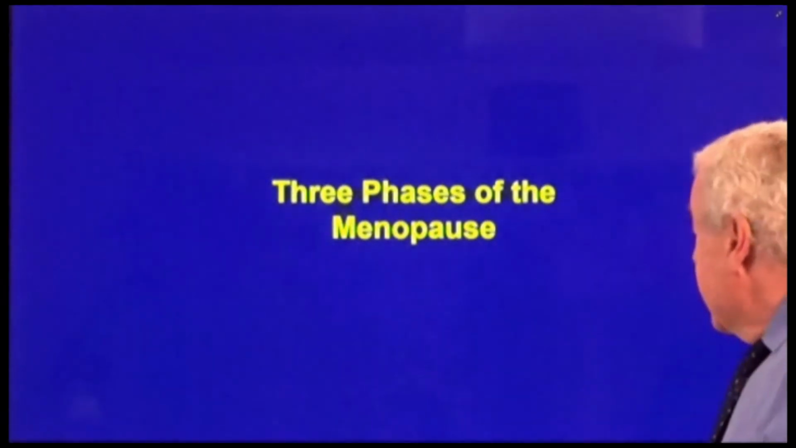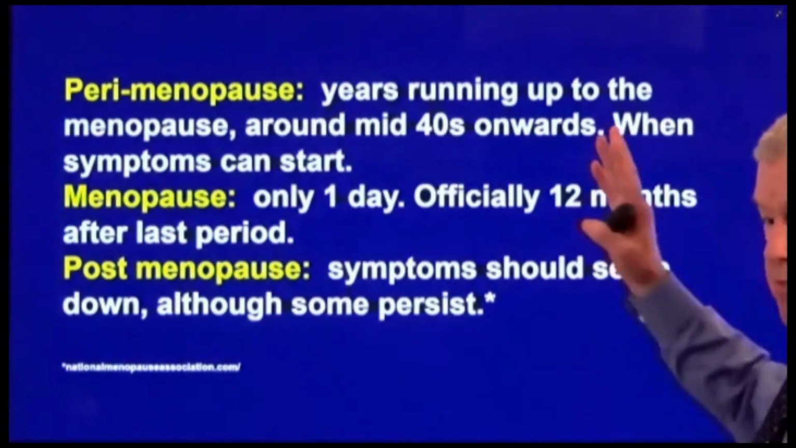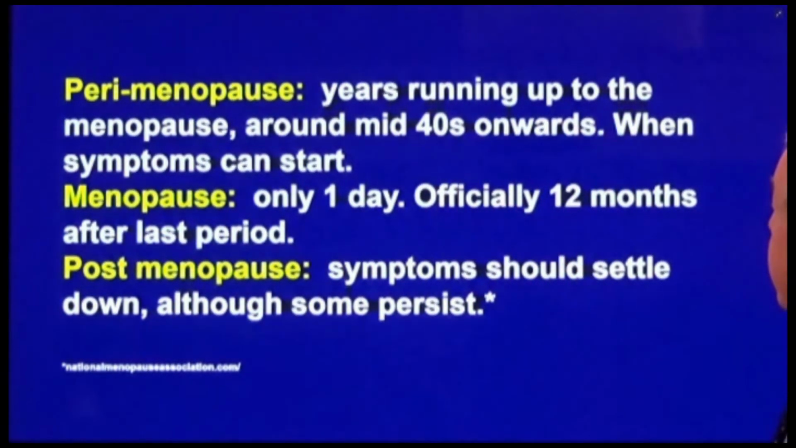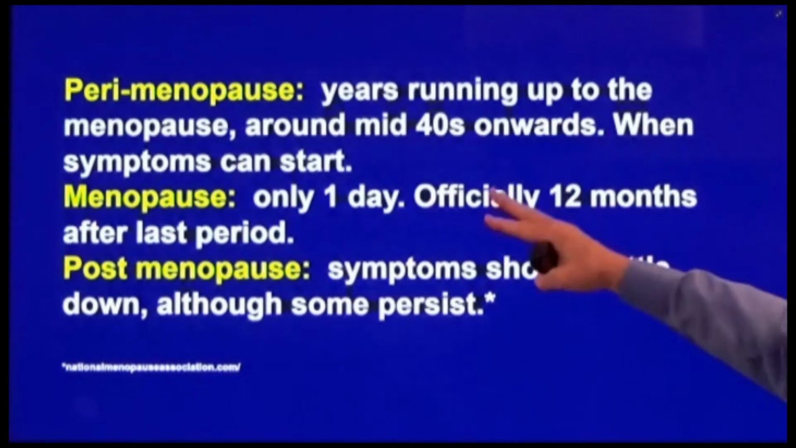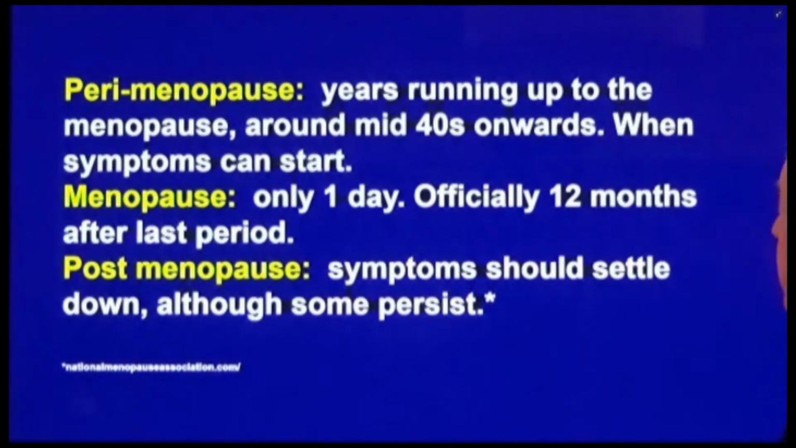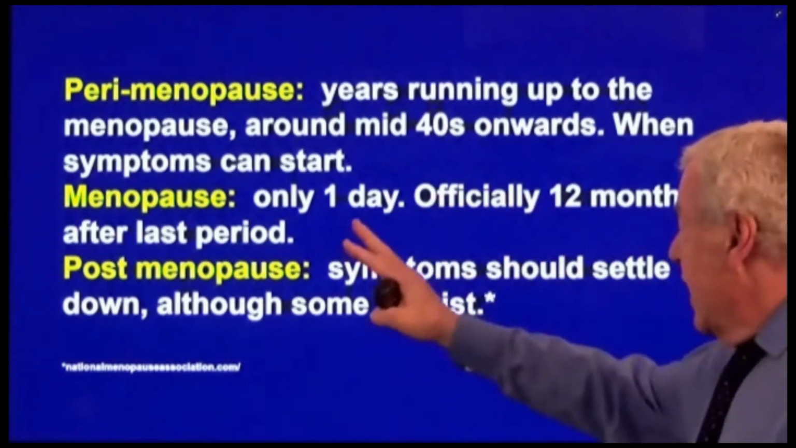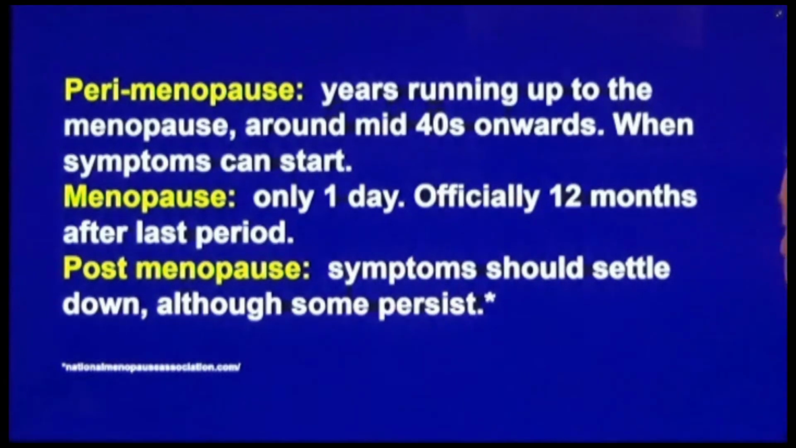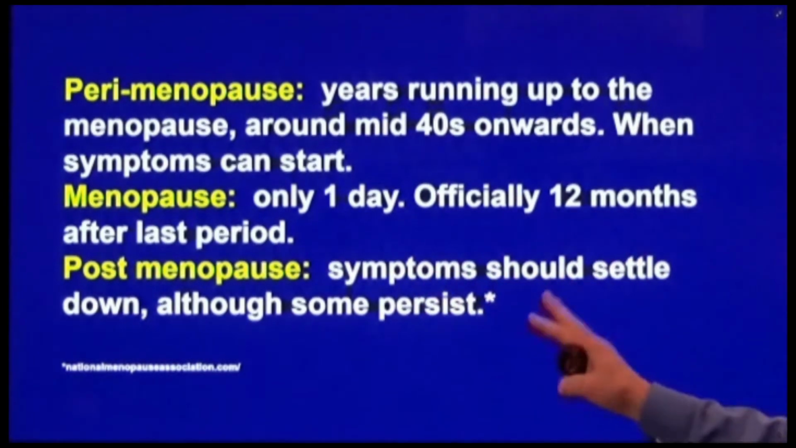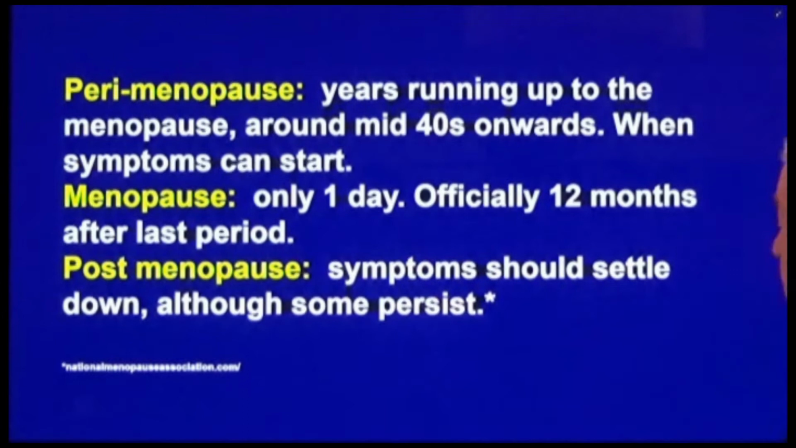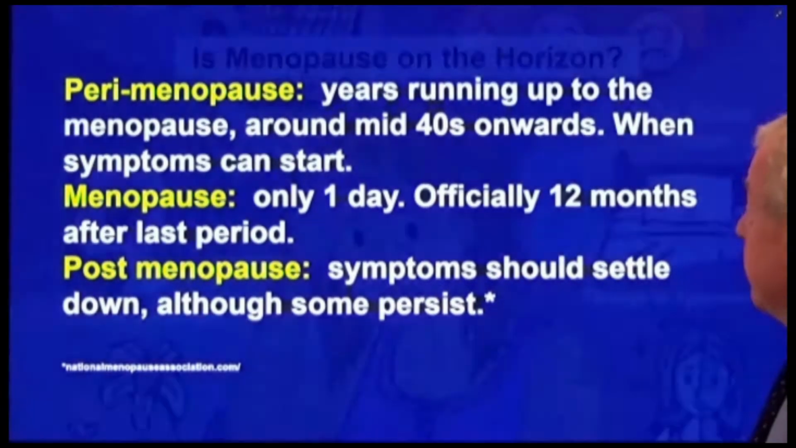So there's 3 phases of the menopause itself. So we've got the period before, or the perimenopause. These are years running up to the menopause, around mid-40s onwards, when symptoms can start. The menopause itself, of course, is only 1 day. Officially, it's 12 months after the last period, the last menstrual cycle. And the post-menopause time, these symptoms should settle down, although some persist for many, many years.